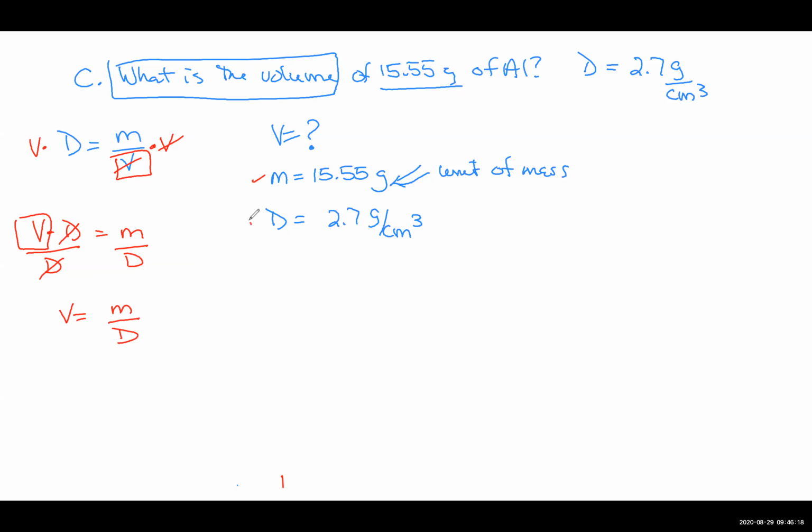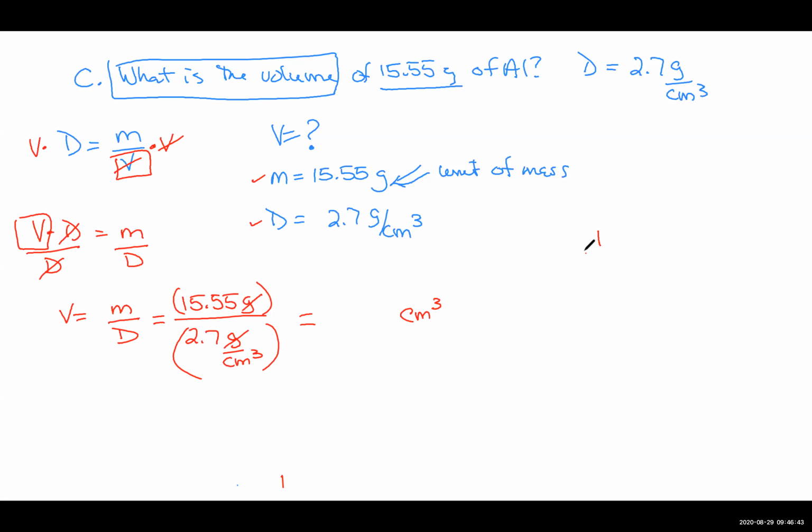I know my mass and I know my density, so I can go ahead and plug them in. 15.55 grams divided by 2.7 grams per cubic centimeter, right? That's my density, that's my mass. And what's going to happen? Gram over gram is going to cancel. What happens to my cubic centimeters? It's not 1 over cubic centimeters. It's actually going to come out to be centimeters cubed on the top.